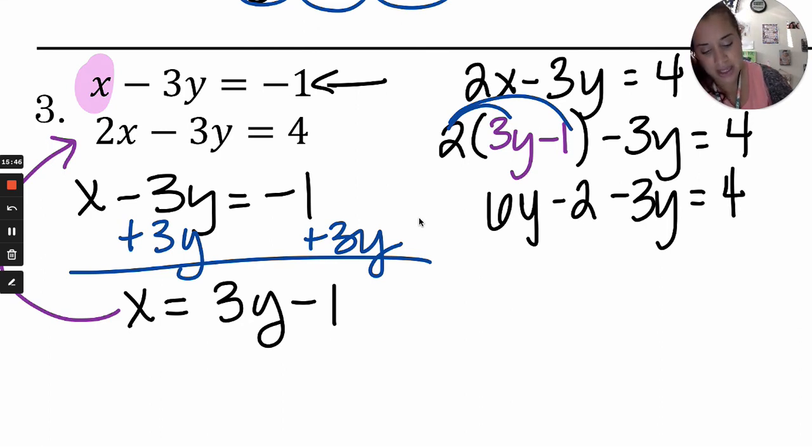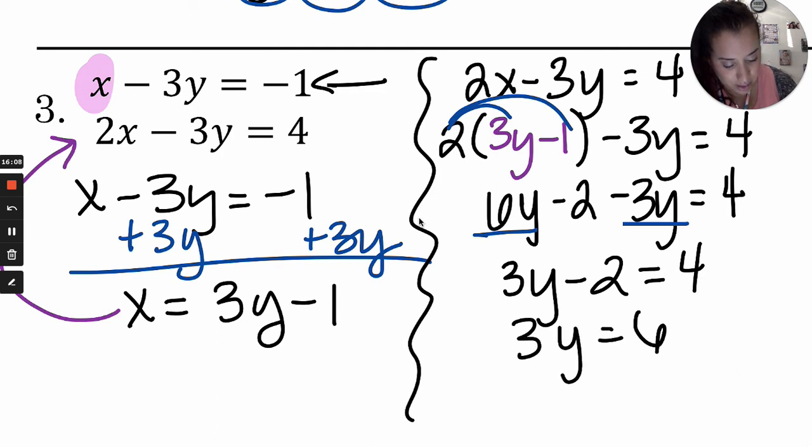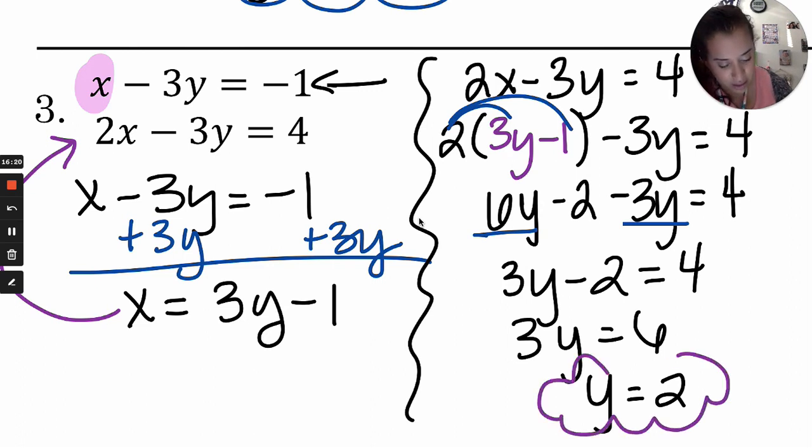Okay, so we combine like terms. So we have the 6y and the negative 3y. So when I add 6y and negative 3y, I get, here, let me do this so we don't get confused, 3y minus 2 equals 4. 3y equals 6. Y equals 2. Okay, so now that I know my y value equals 2, I need to solve for x.